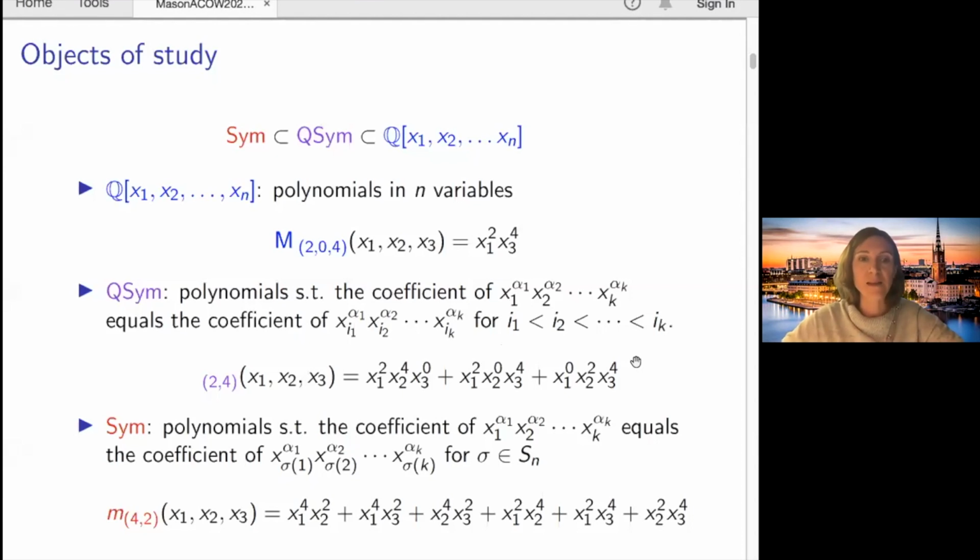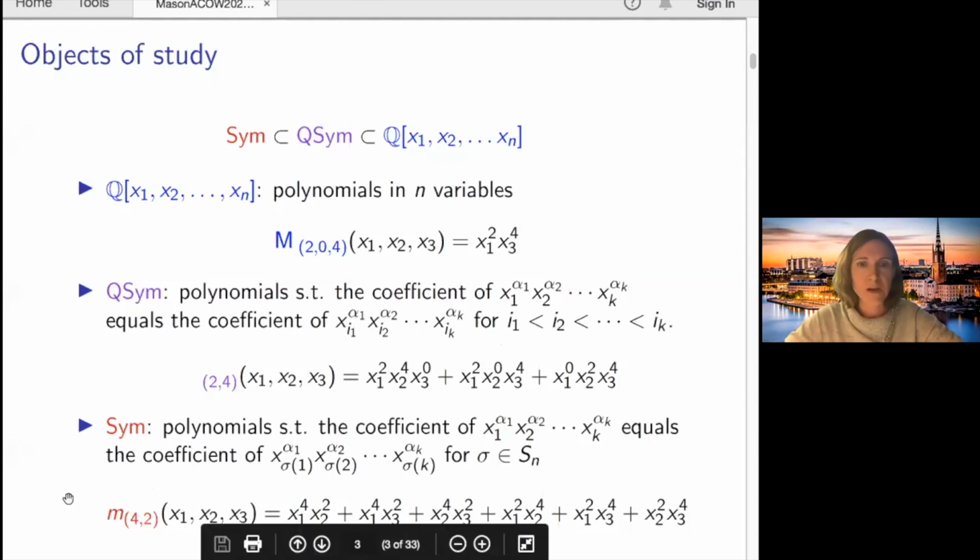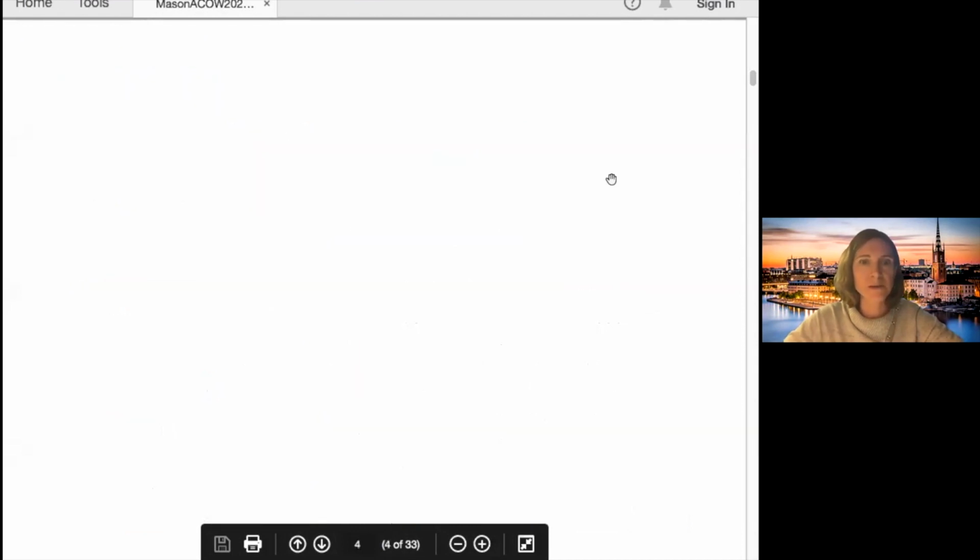And then finally, inside QSym sits the ring of symmetric polynomials, which we'll use red to denote. And these are all the polynomials that are invariant under the action of the symmetric group that permutes the indices. And so here we've written down the monomial symmetric function. So we use red for Sym, purple for QSym, and blue for polynomials.